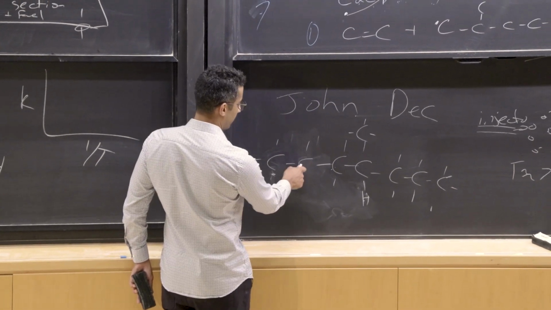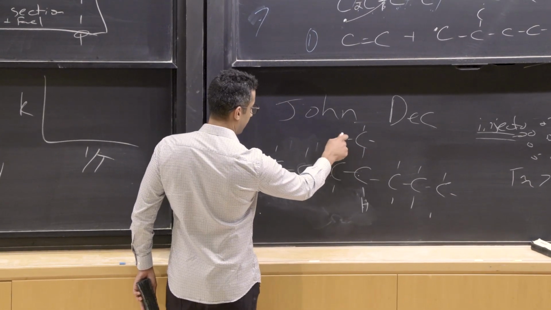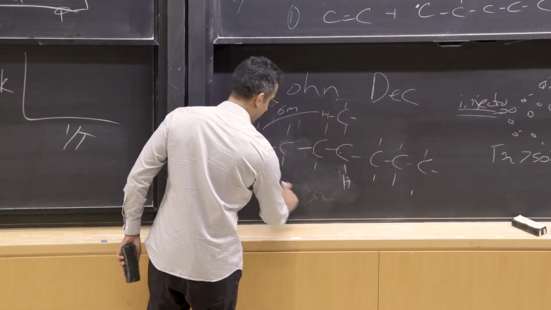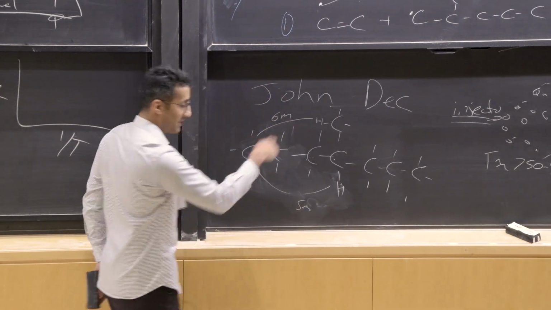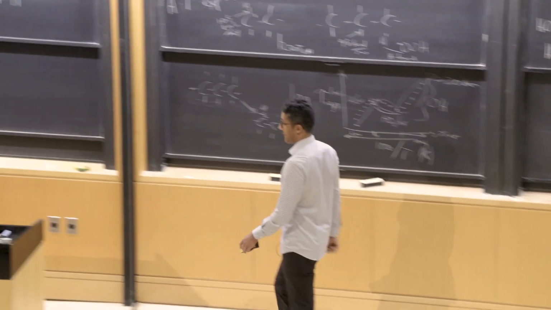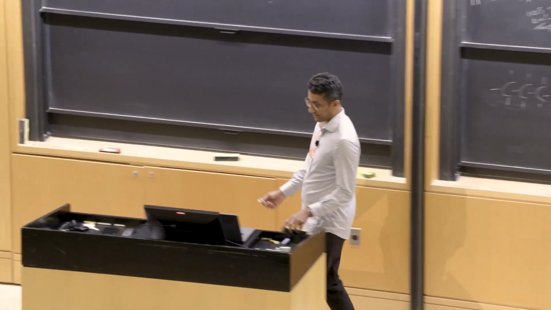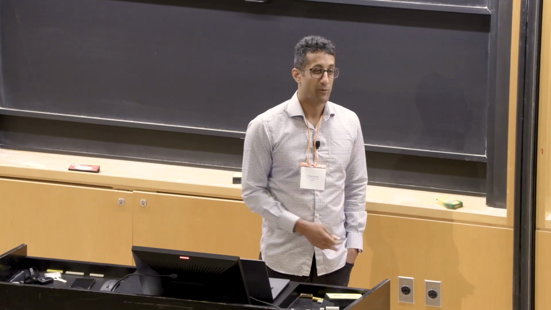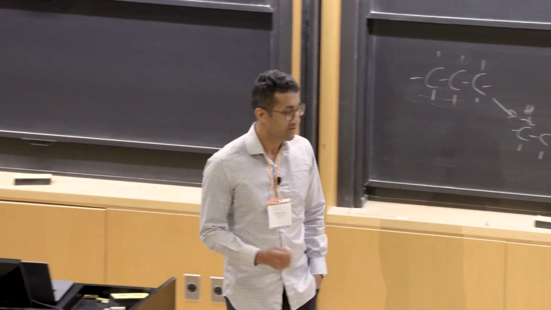If I count again, 1, 2, 3, 4, 5, 6. This hydrogen would require a 6-membered transition state. So this one is 5, this one is 6. Like this, we have 5, 6, and what did I write there? 7. 5, 6, and 7-membered transition states are possible. And we know this from basic chemistry, right?